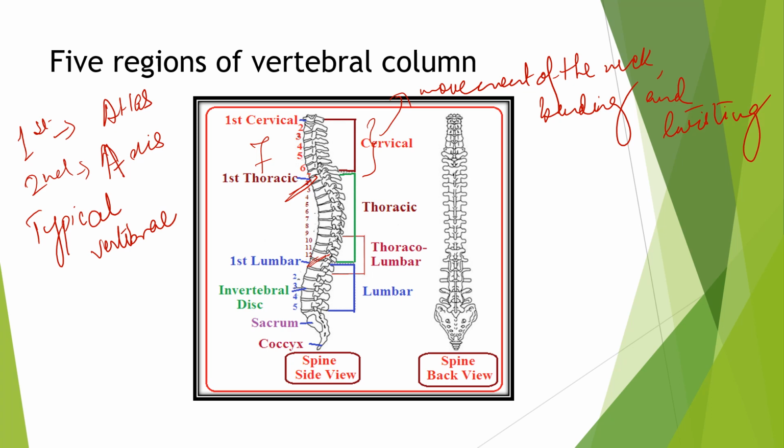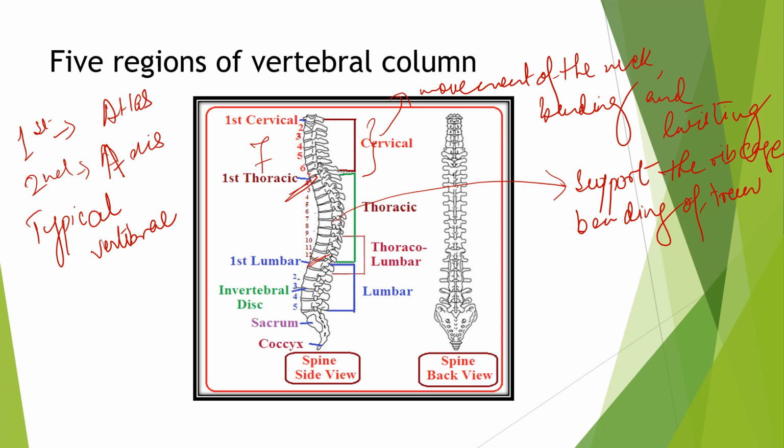After this, what is the importance of these thoracic vertebrae? They are supporting the rib cage. The function is that they support the rib cage, and they also allow some bending and rotation of the trunk. So the main function is to support the rib cage and help in bending of the trunk.